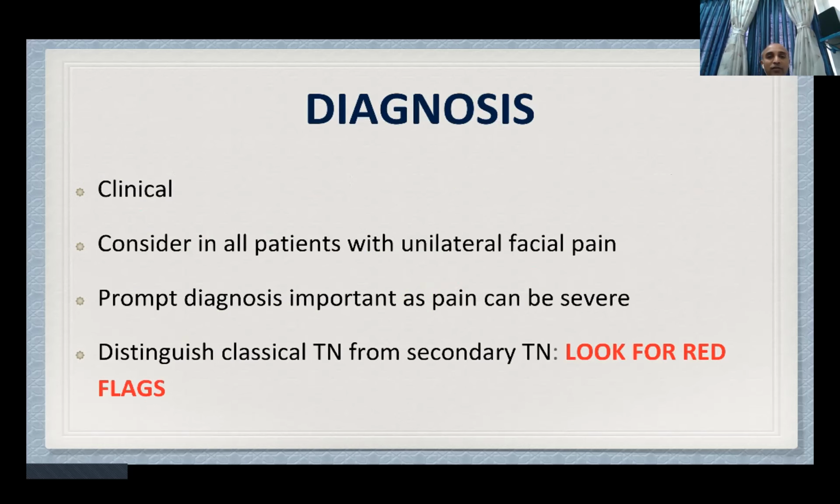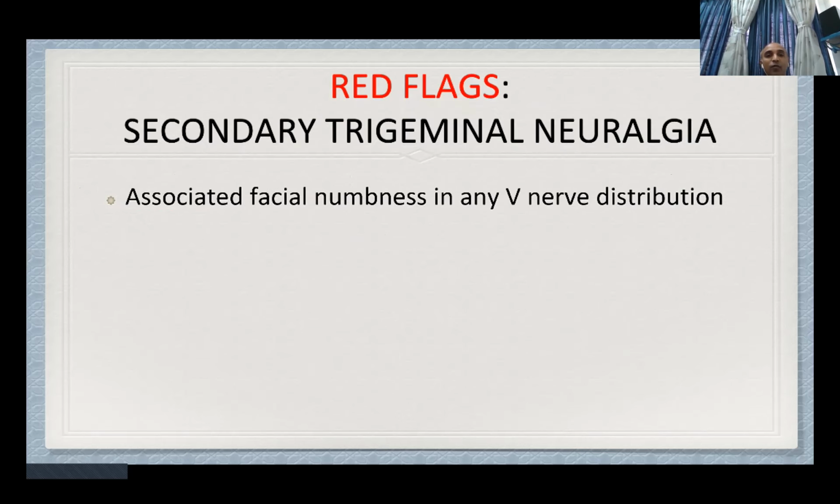So how do you diagnose trigeminal neuralgia? It's predominantly a clinical diagnosis with the classical description and the area of distribution. It should be considered in all patients with unilateral facial pain because it is such a severe pain that medication needs to be started as early as possible. And keep your eyes open to look for secondary trigeminal neuralgia by looking for red flags. So what are red flags?